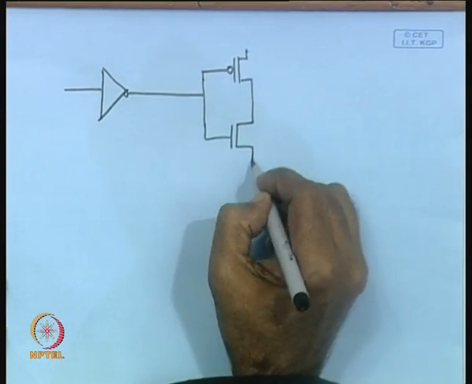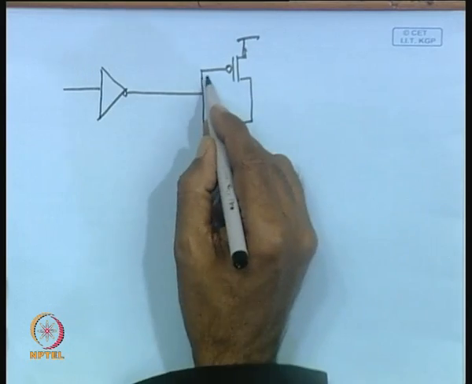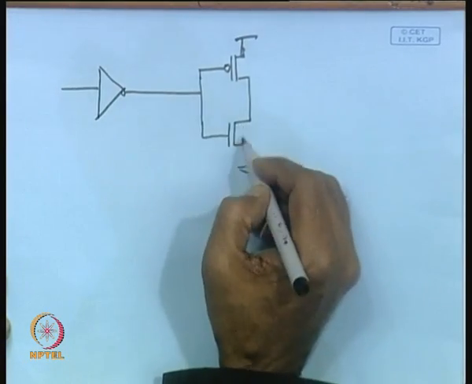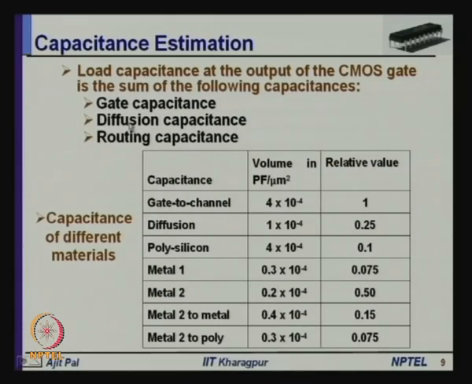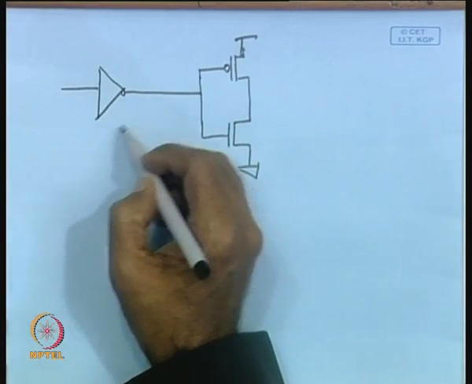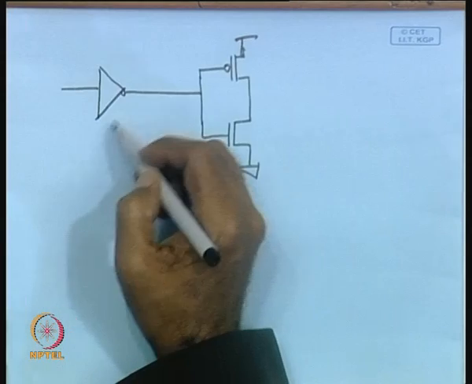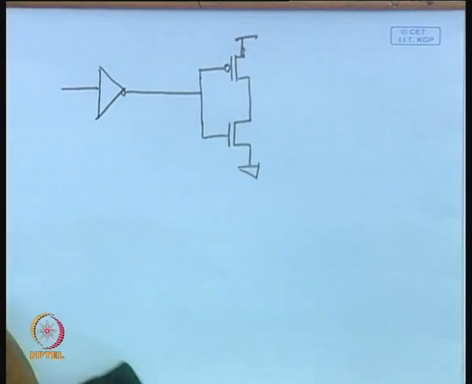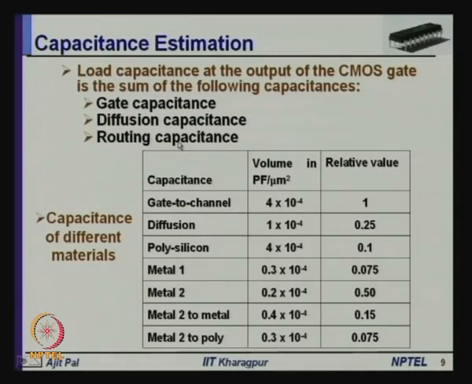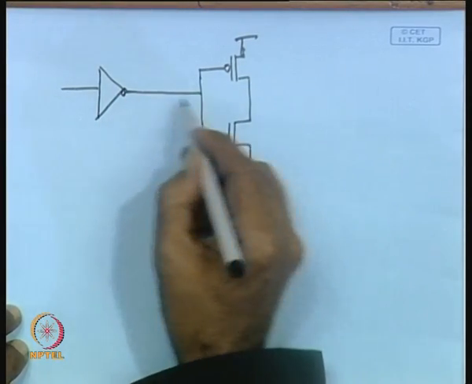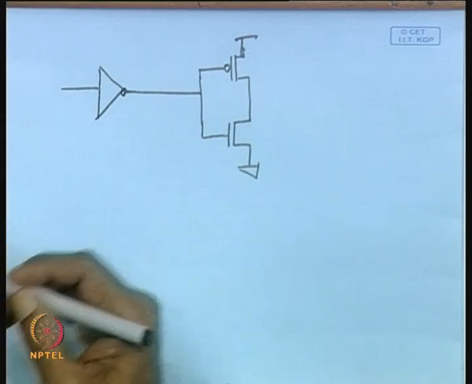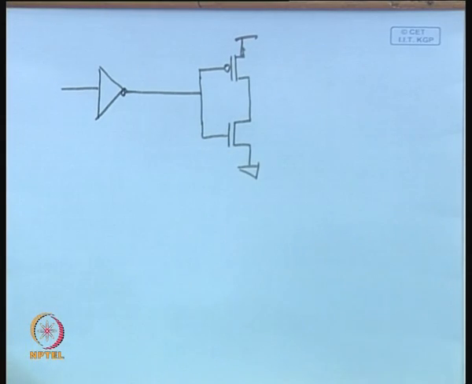So, you see here it will face the gate capacitance of the next stage, that is what is being shown here. Then diffusion capacitance. Diffusion capacitance is essentially the capacitance for this particular stage. We shall show it in more detail in subsequent slides. Then routing capacitances, because you have to take interconnection from the output to the input of the next stage, and these interconnections will have some capacitances.